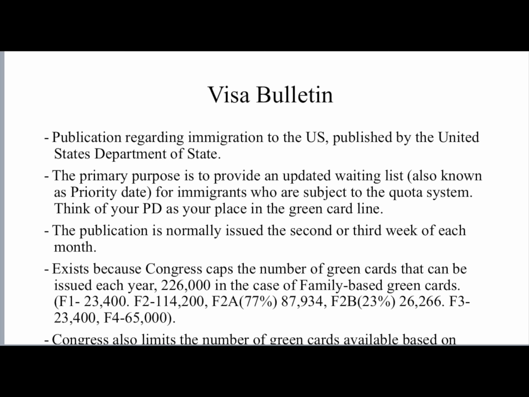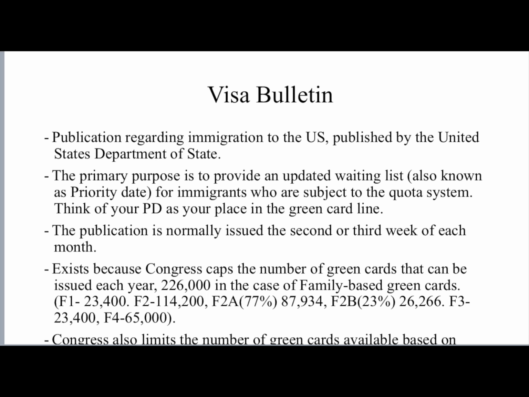And F2B gets 23%, which works out to be about 26,266. F3 is allocated 23,400 green cards, and F4 65,000 green cards. No, remember, this is not for Jamaica. So it's not like, oh, you're in F1, you're in Jamaica, and 23,400 such green cards are going to Jamaica.